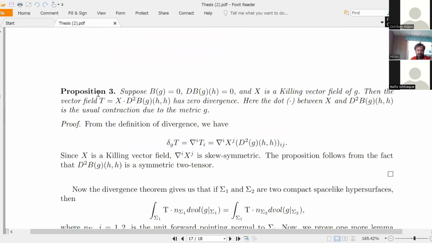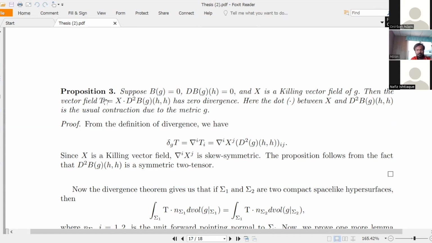After this comes Proposition 3, which is a beautiful result. If your Bach is zero, and H is a solution of linearized Bach, and X is a Killing vector field of your metric G, then you define a vector field. Well, technically it's not a vector field, it should be called a covector field. I guess you are physicists, you should be happy with that. Whenever you have a nice, non-degenerate metric, vector field and covector field are roughly the same, since you can raise and lower indices. So I should say one-form or covector field. And you can prove that it has zero divergence.